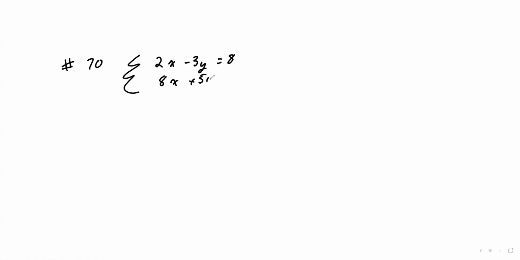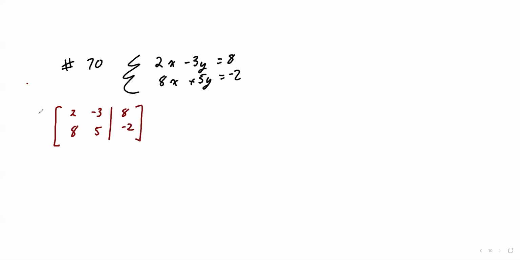8x plus 5y equals -2. Again, to use Gauss-Jordan elimination, same process. It needs to be in standard form so that you can write it as an augmented matrix. So this will be 2, 8, -3, 5, 8, -2.